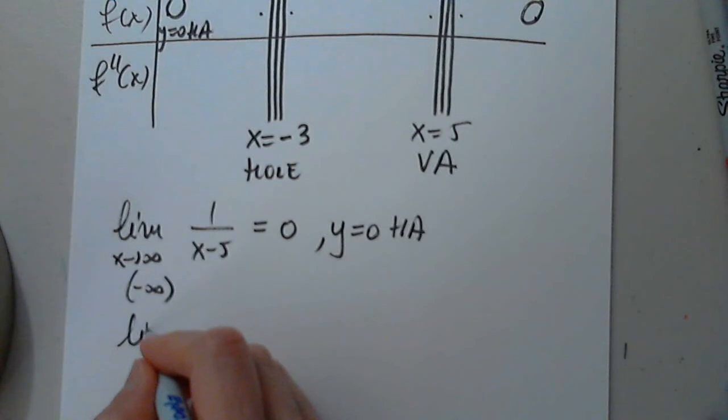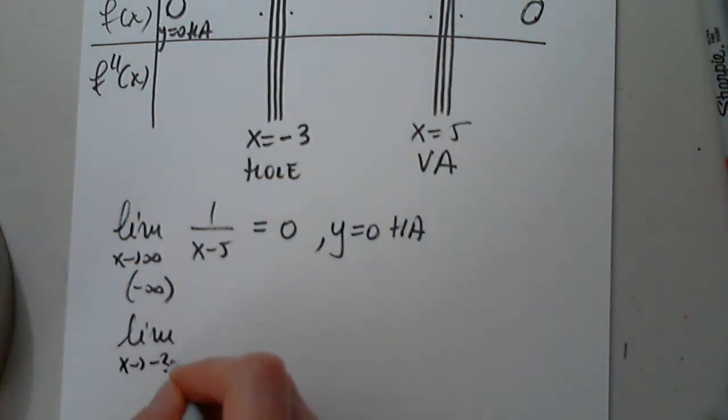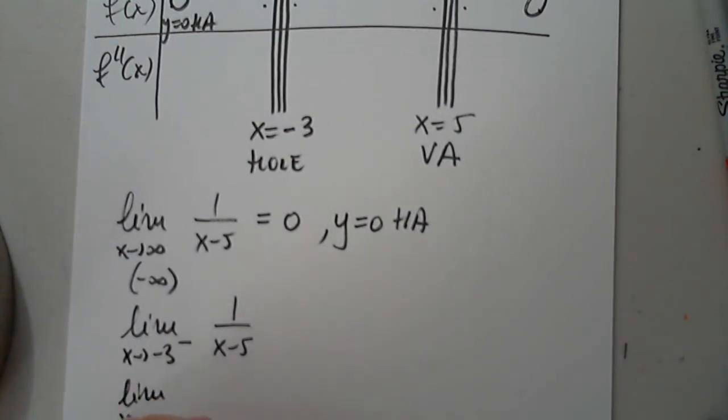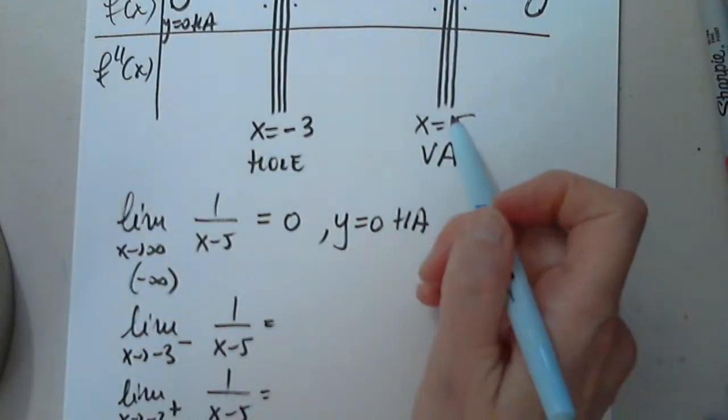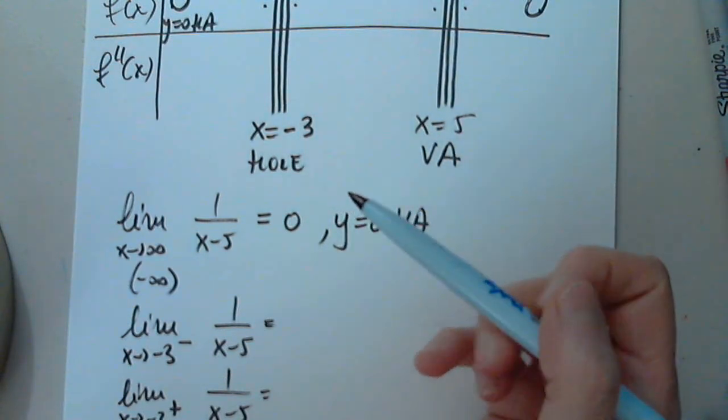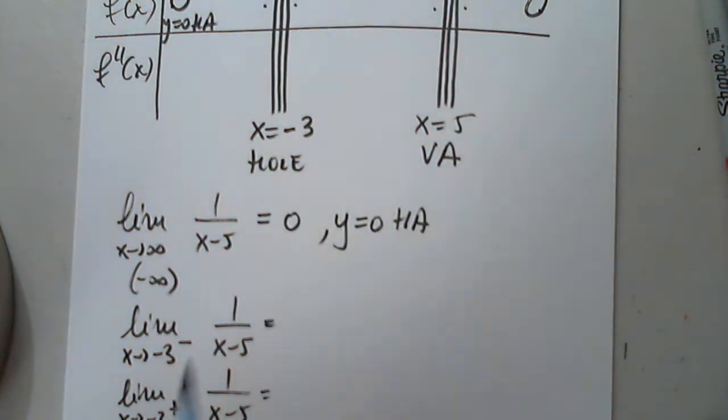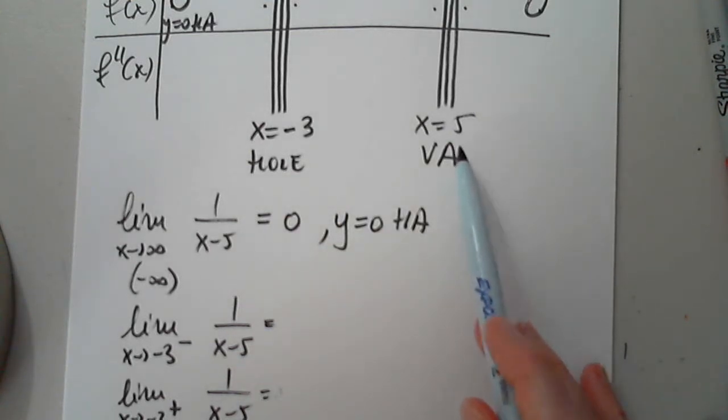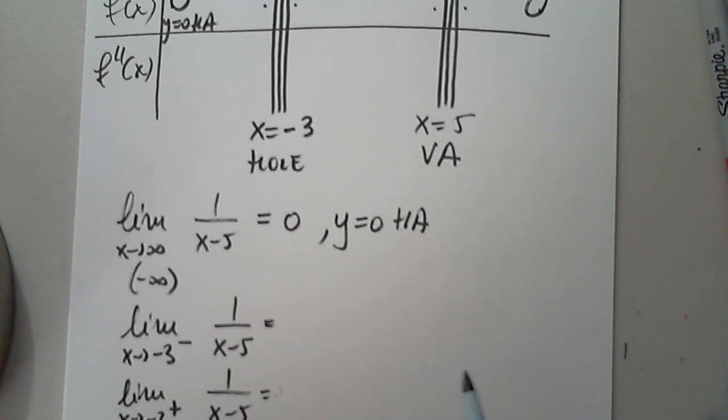Limit as x approaches negative 3 from the left of 1 over x minus 5, and limit as x approaches negative 3 from the right of 1 over x minus 5. Remember this? Yeah, I wanted to start from negative 3, correct. Remember, this is a hole. These cannot be infinities, not possible. We're talking about the vertical asymptote. Yes, those will be infinities. So what do we get here and what do we get here?